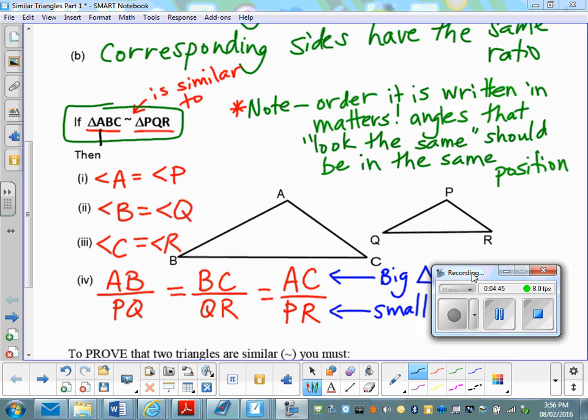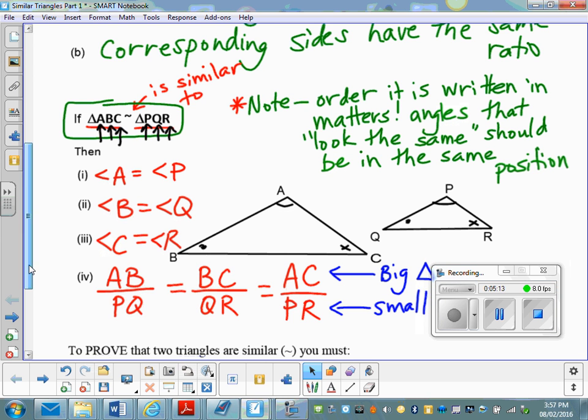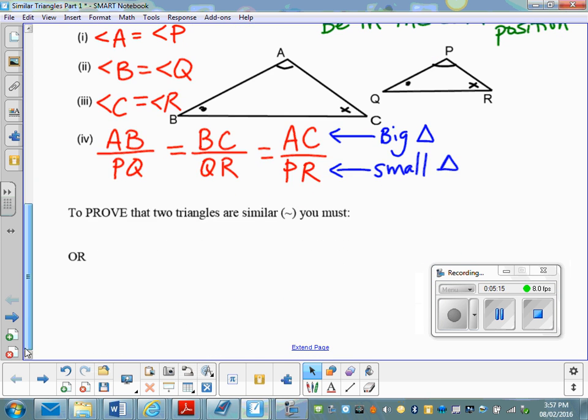So if we take a look at our statements back over here, the A comes first here, the P comes first here, and their two angles are equal to each other. The B comes second, the Q comes second, and B and Q are angles that are equal to each other. And the C comes last, the R comes last, and the C and the R angles are equal to each other. So the order that we write those letters in is very important. That has meaning.